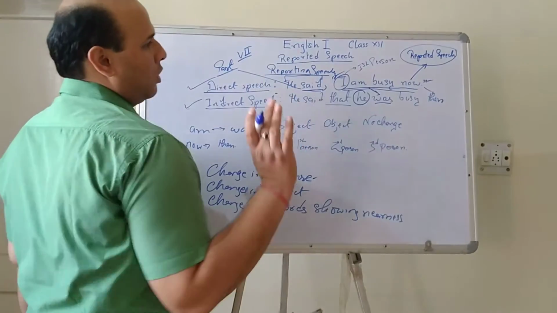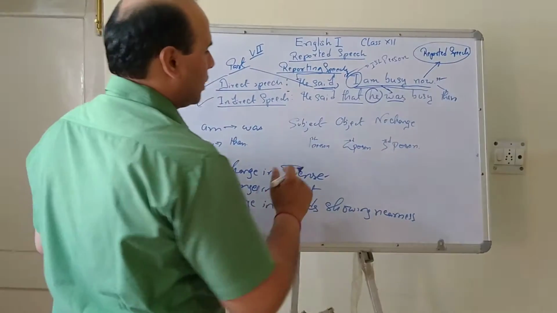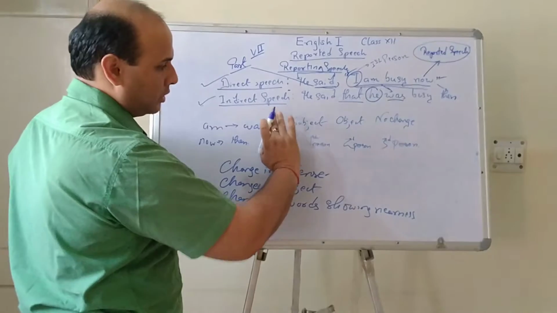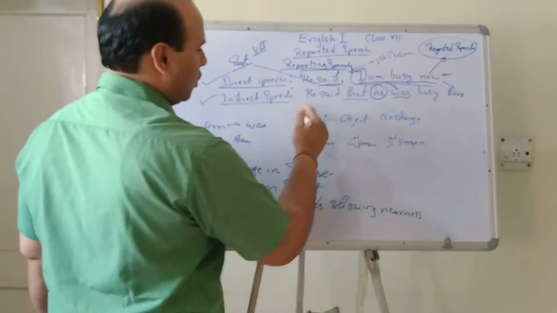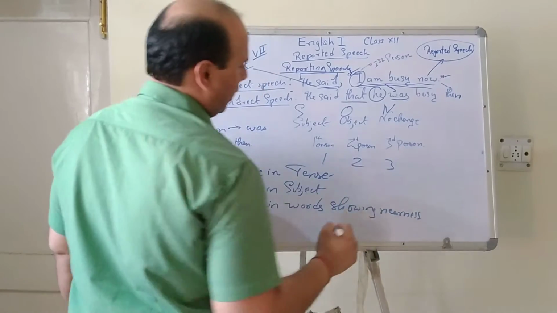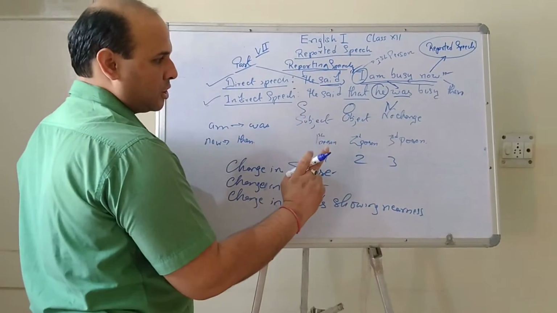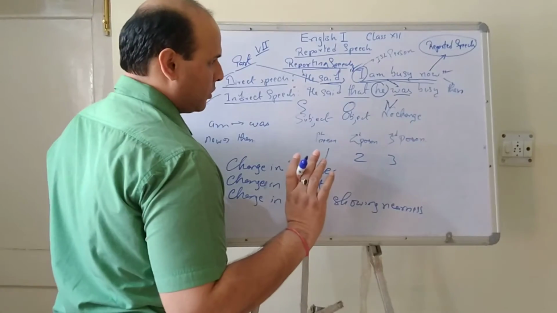Here the subject was the first person, I. So here let's remember this type of technique called SON 1, 2, 3. That means S for subject, O for object, and N for no change.